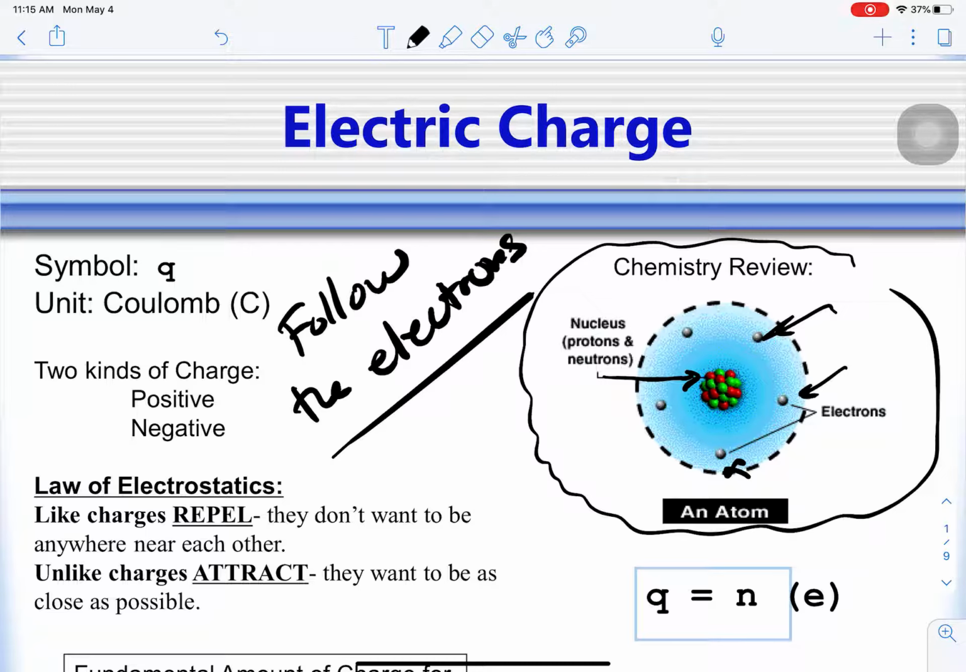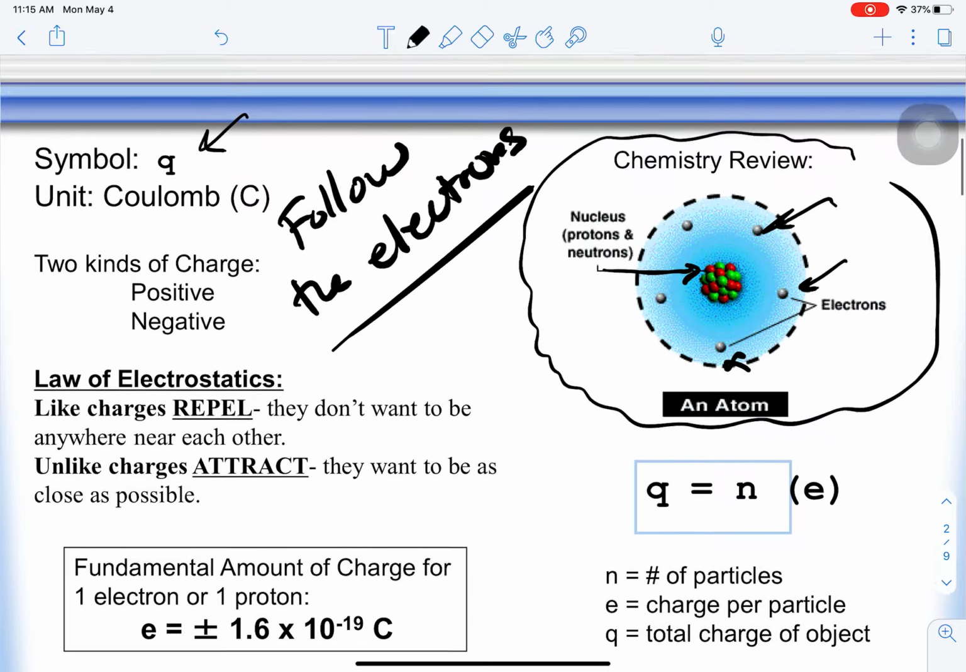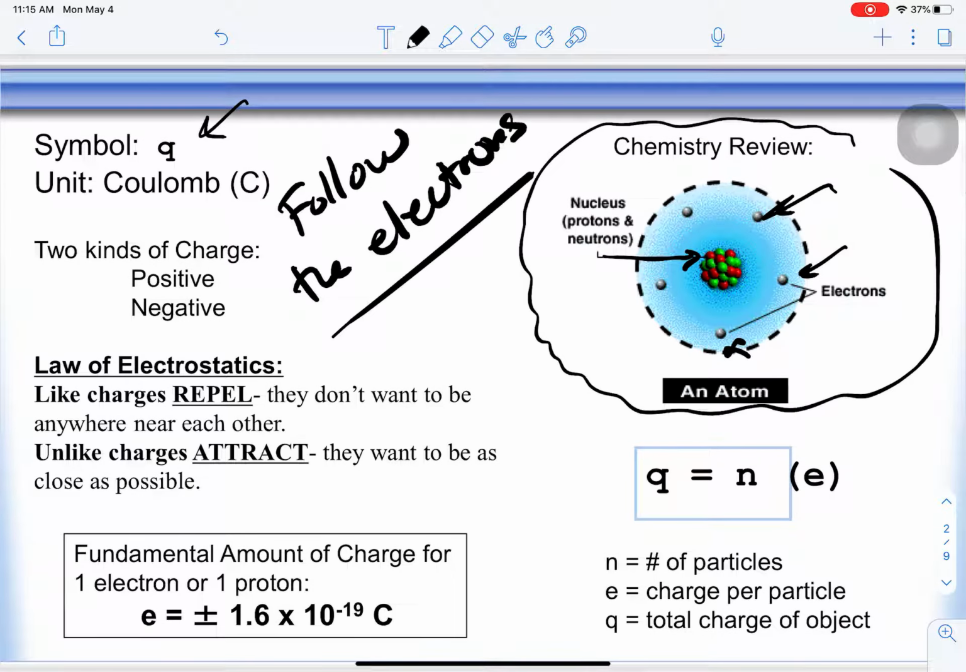Now, this symbol Q right here, and I'll scroll down so you guys can see it too, is the total charge of an object. C is the unit of measurement for charge, which is measured in coulombs. You guys have a little bit of experience with this, working with Coulomb's law, but I'm still going to break everything down for you guys. Okay, two types of charge.